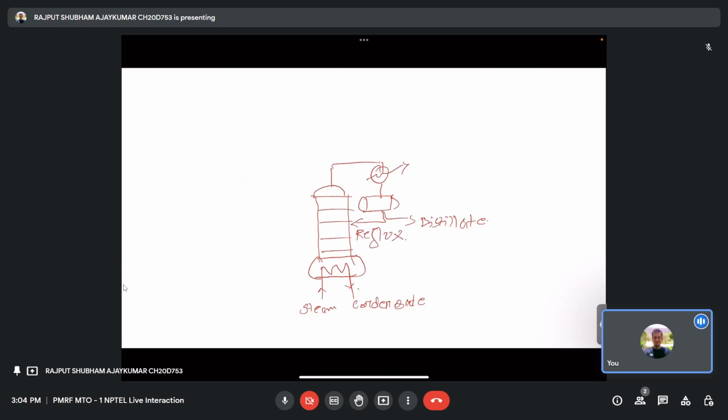So in the theoretical analysis given below, we assume that constant molar overflow occurs, that is, the vapor rate G and the liquid rate L remain constant in the column. The liquid holdup on the plates is negligible. However, batch distillation is an unsteady state process.